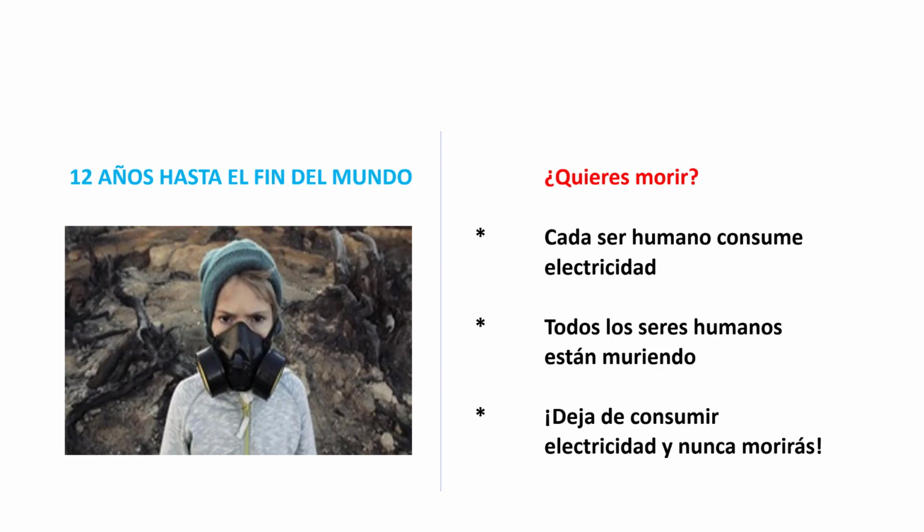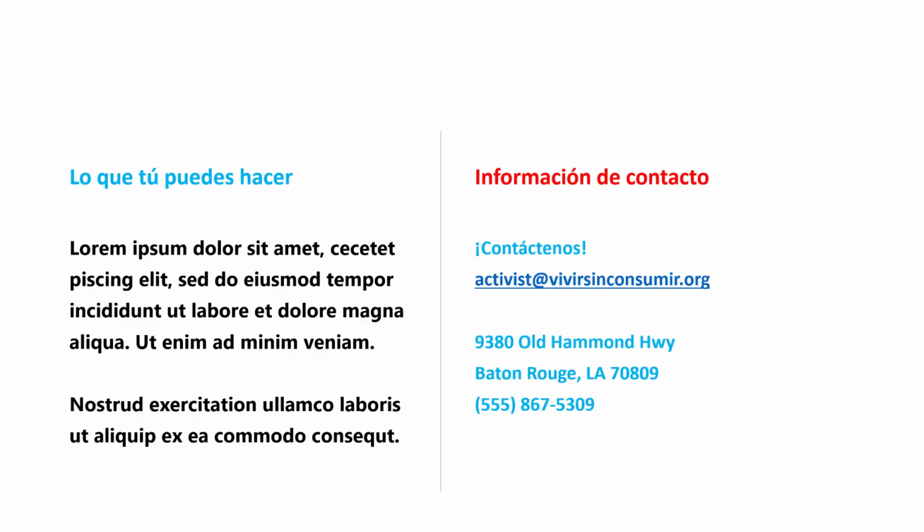So you want to be able to see that image and divide this in half. The title and the picture might go together, "12 years until the end of the world" with the girl's portrait down there, and then have your bullet points off to the side. On the back of the pamphlet, you're going to want to say, what can you do?